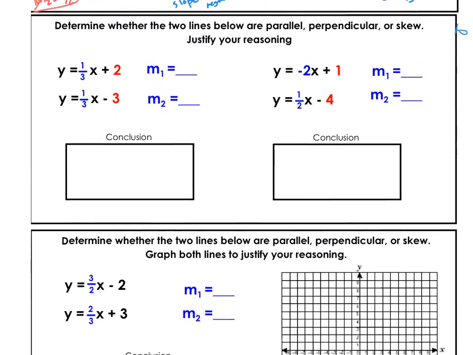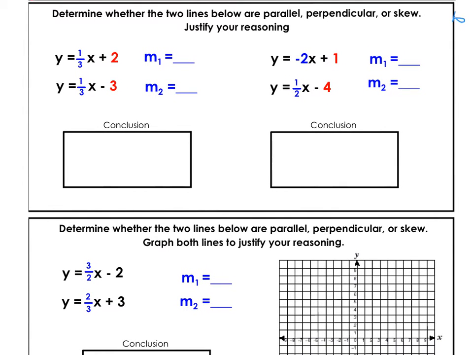So let's get into some example problems, okay? For the first one, it says determine whether the two lines below are parallel, perpendicular, or skew, and justify your reasoning. So we're going to write a little bit there.